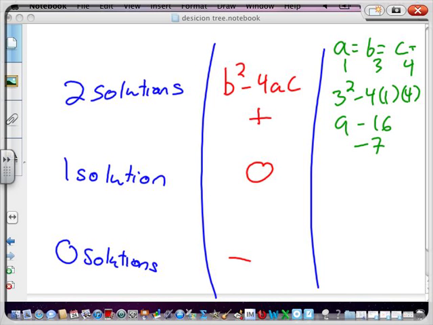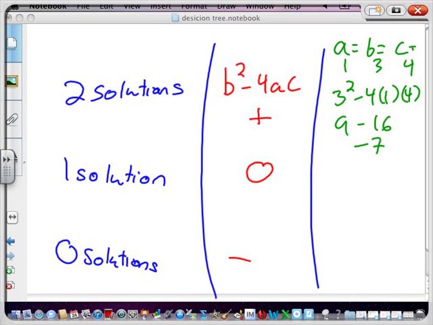So this has how many solutions? 0. Okay, no problem. All right. What would I have to change in order to make this a positive solution? Let's try to keep the numbers the same. What can I do? Yes, Pat?